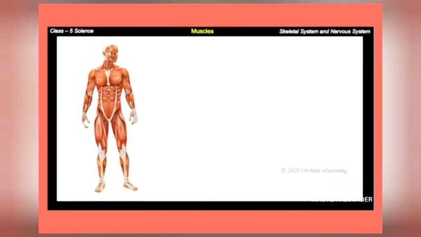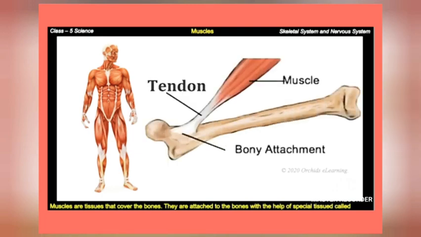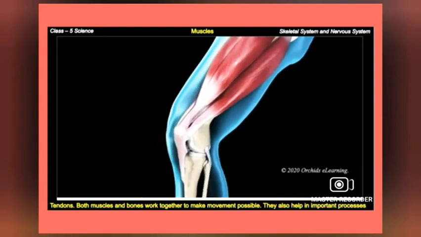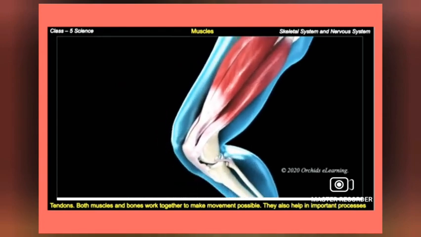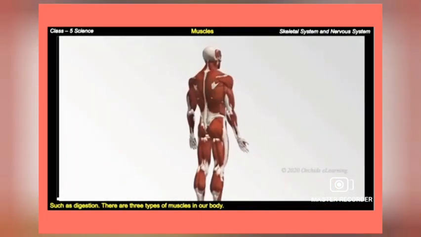Muscles. Muscles are tissues that cover the bones. They are attached to the bones with the help of special tissue called tendons. Both muscles and bones work together to make movement possible. They also help in important processes such as digestion. There are 3 types of muscles in our body.